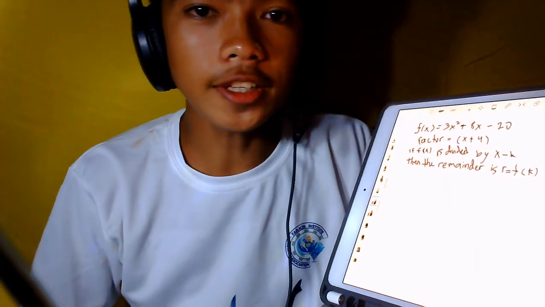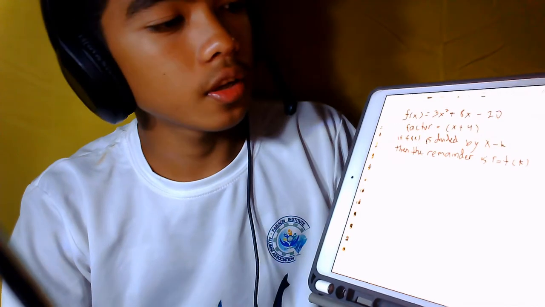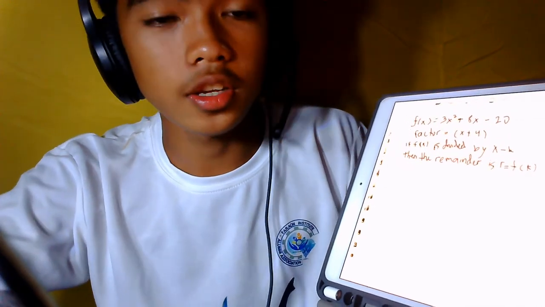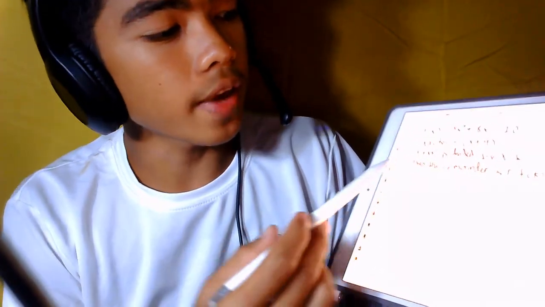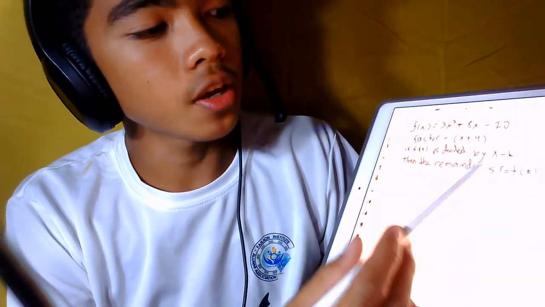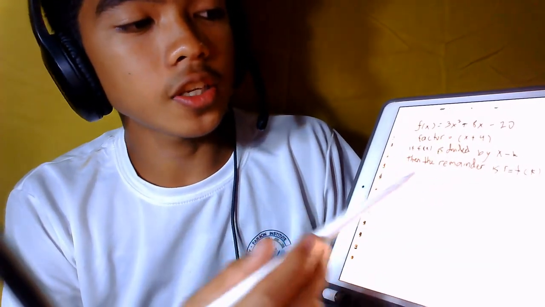So for today, let's talk about the remainder theorem. Let's know what the remainder theorem states and know its function. What the remainder theorem states is that if f of x is divided by x minus k, which would be a factor, then the remainder r is equal to f of k.